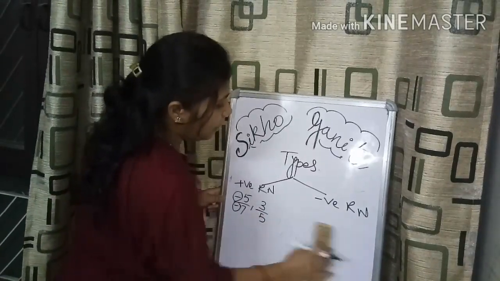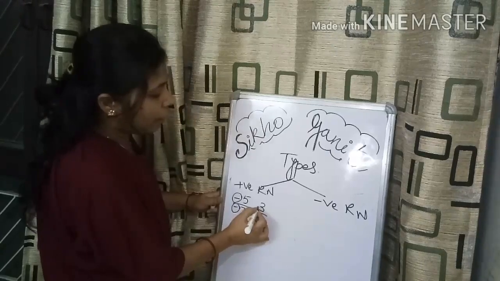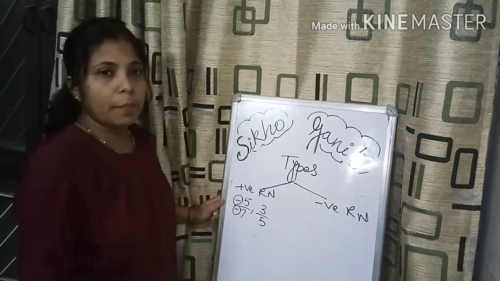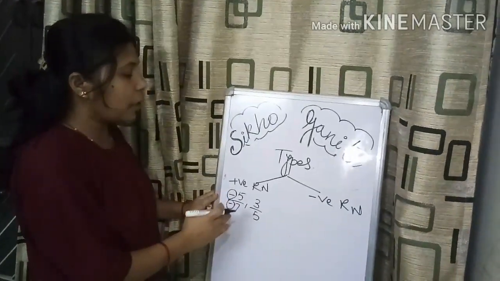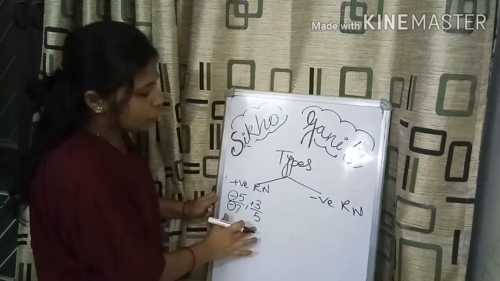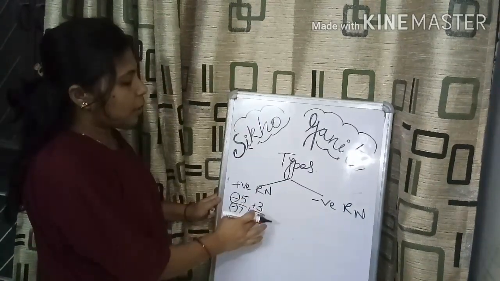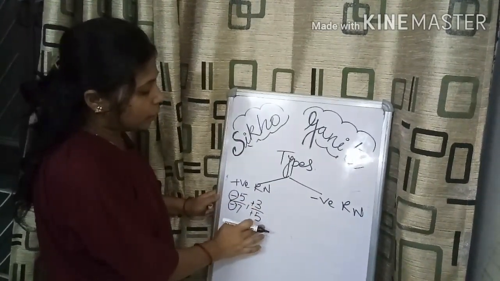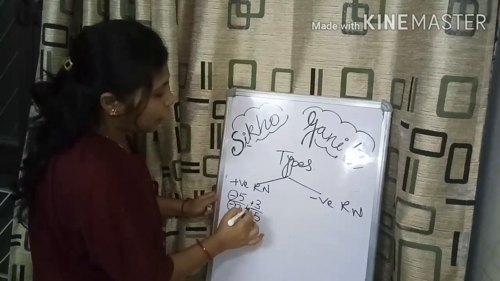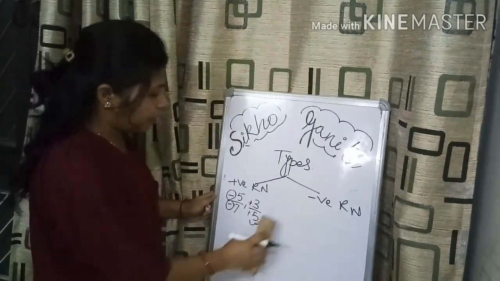Again 3 by 5. 3 is not having any sign before it. What does it mean? If any sign is not given, then by default it is plus sign. And again 5 is not having any sign, so by default it is plus sign. So numerator as well as denominator both are having the same sign. That's why it is also a positive rational number.